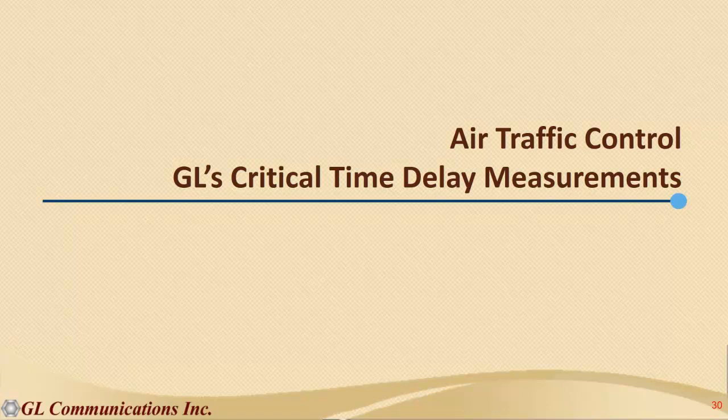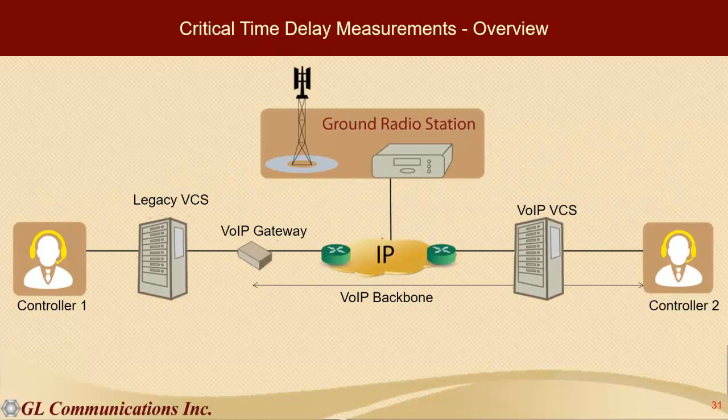So I'll just start out by showing a very simple diagram here of an ATM network. On the left-hand side, you'll see that a legacy VCS is being represented. You have a controller represented on the far left. The legacy VCS will connect to the network via a VoIP gateway, and then now we've got ED-137 presumably in this arena.